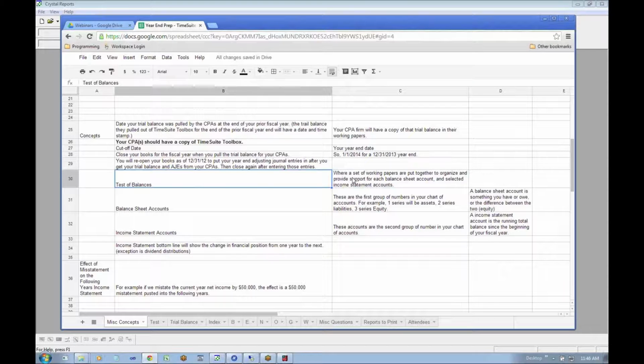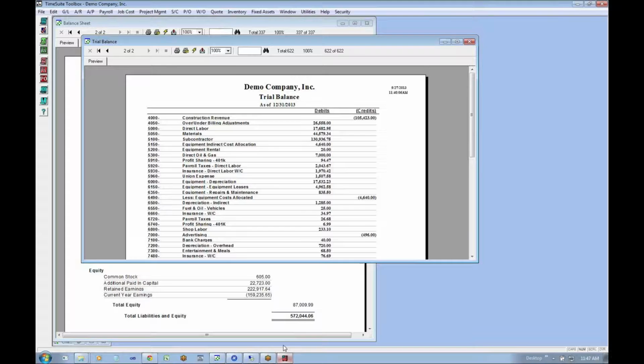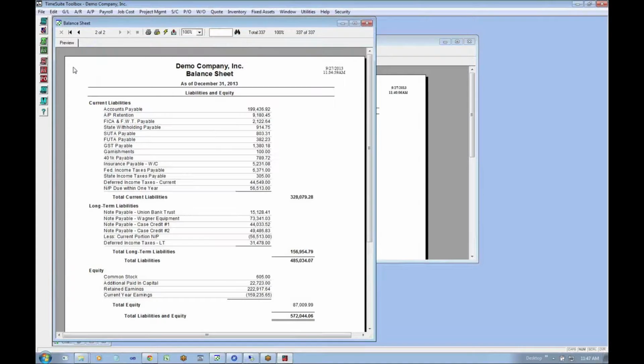So test of balances is a big term when it comes to month ends and year ends. One question that people pose is, how do you know your books are correct? And the answer is you don't, unless you do a test of balances set of work papers. That gives you some sort of assurance that each of the accounts that you do a test of balances on is actually correct.